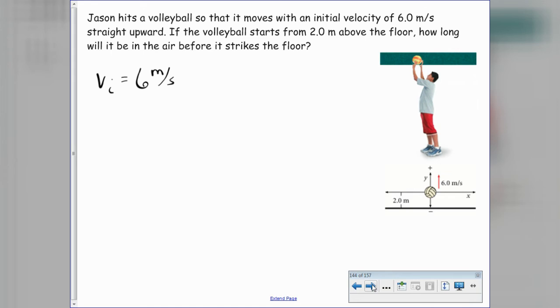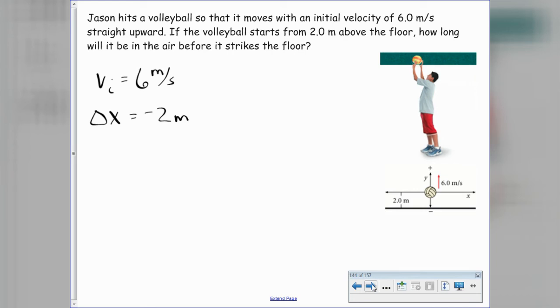The ball starts with a displacement. So the displacement is going to be 2 meters above the floor. So its final displacement is going to be negative 2 meters, because it's going to fall down 2 meters. So the change in position is going to fall 2 meters in the negative direction. That's one of the things you guys, again, should watch for, is that negative value.